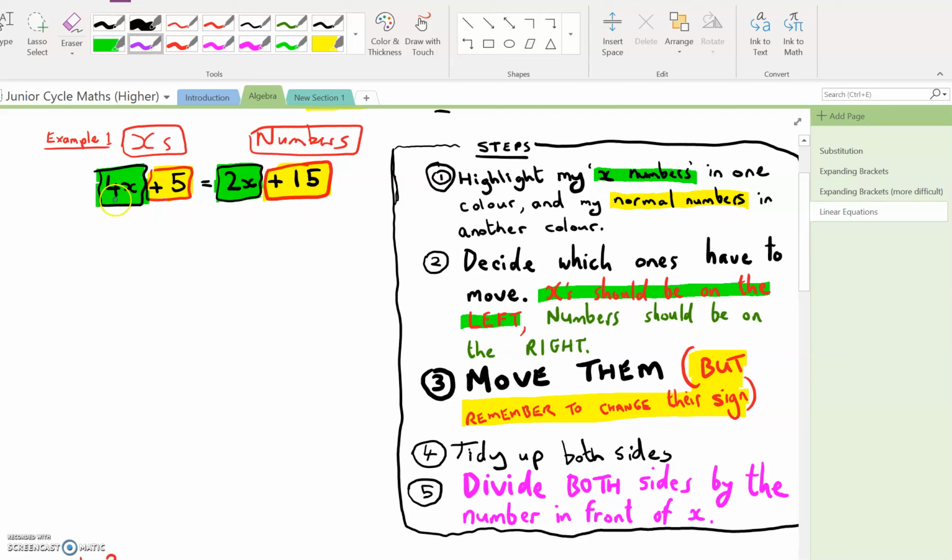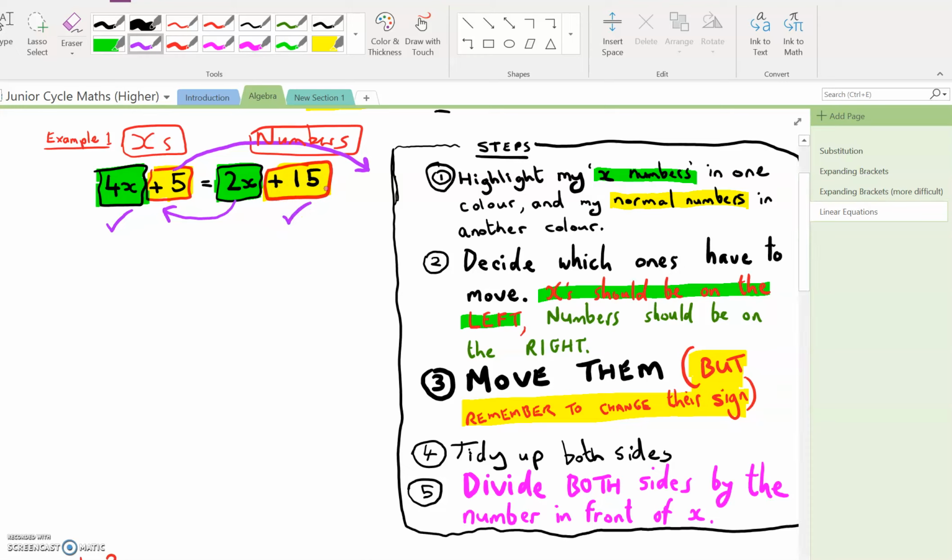So, let's look and see what's in the wrong place as it stands. Okay. 4X, that's an X number, so that's okay where it is. 5, that's a number. That shouldn't be there. That should be over here. So I'm going to move that in a moment over here. 2X, that's an X number. That should be on the other side. That should be in here. So I'm going to move that in a minute. And 15, that's a number. That's okay where it is.